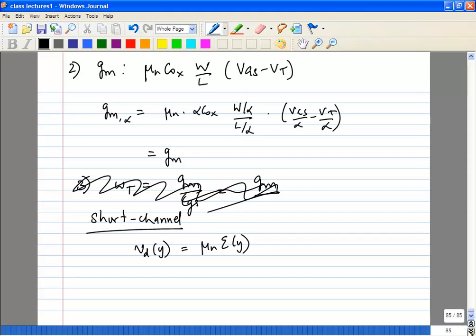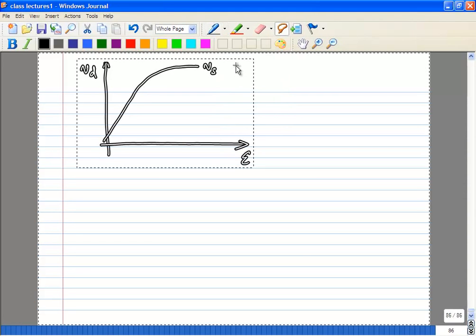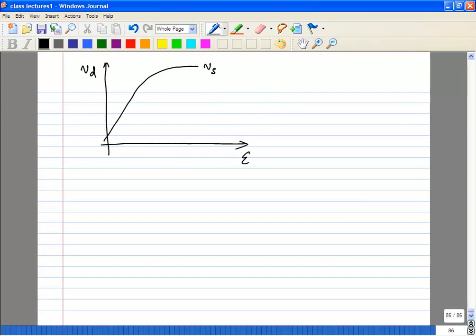So if you look at the actual behavior, it goes something like this. The drift velocity versus E goes something like this. Okay, so at low electric fields it's valid, at high electric fields it's no longer valid. And it's called the scattering limited velocity.